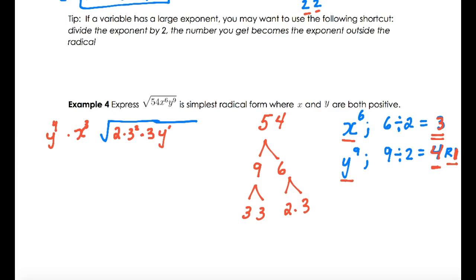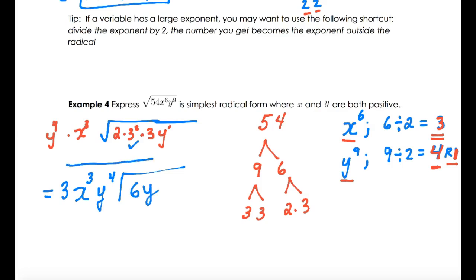So let me clean this answer up a little bit. We get x cubed times y to the 4th, and then we get, oops, we didn't even take the 3 out. That 3's got to come out. I apologize. So 3 comes out. So 3x cubed y to the 4th, and then the 2 and the 3 stay. We get 2 times 3, which is 6, and then we get y here. Almost didn't finish that problem.